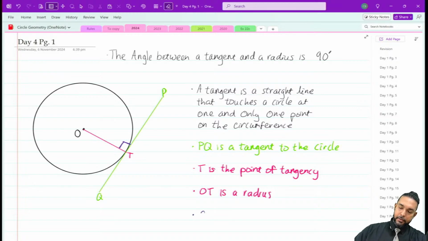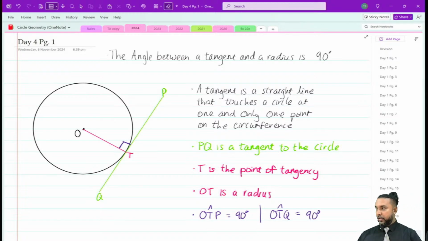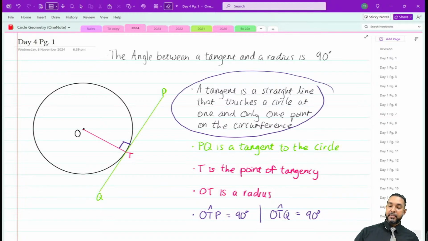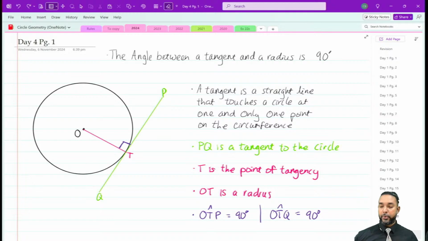So the angle OTP is equal to 90 degrees. And you can go the next way, you can go OTQ. OTQ is equal to 90 degrees. And that's the angle between the tangent and the radius. So again, a tangent is a straight line that touches a circle at one and only one point on its circumference. That point here is point T.